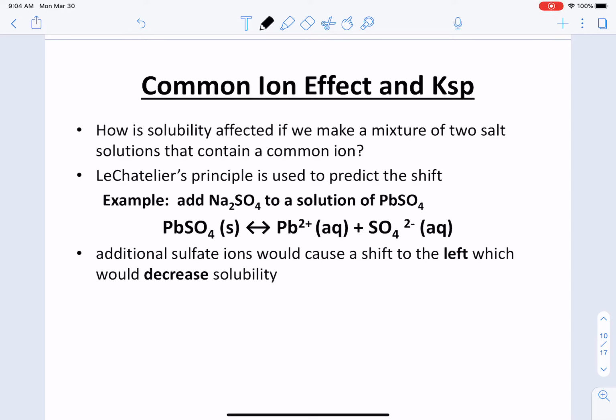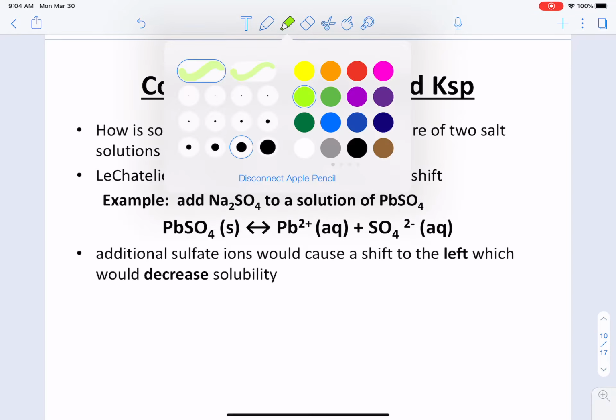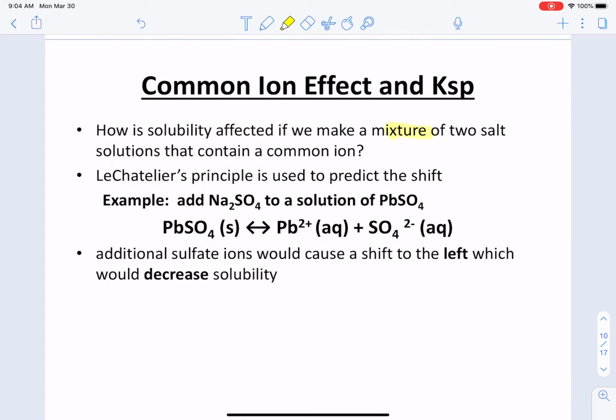Okay, what we're going to do now is talk about the common ion effect in regard to slightly soluble salts. We talked last time about Ksp and how these are used to quantitatively describe how soluble a salt is. Before, we were just talking about one salt in water and how many ions it would produce. What we're going to look at now is what happens if you have more than one salt. Let's say, for example, we have a mixture of two salts. How would that affect the solubility?